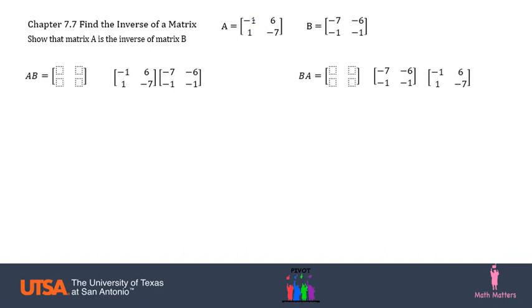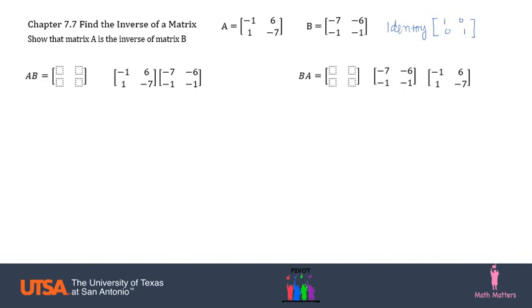Because matrix A and matrix B are 2 by 2, the identity is also going to be 2 by 2. So it's 1, 0, 0, 1. For matrices, the order in multiplication actually matters. So matrix A times matrix B doesn't always equal matrix B times matrix A.